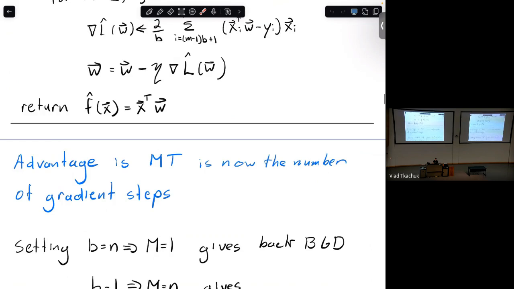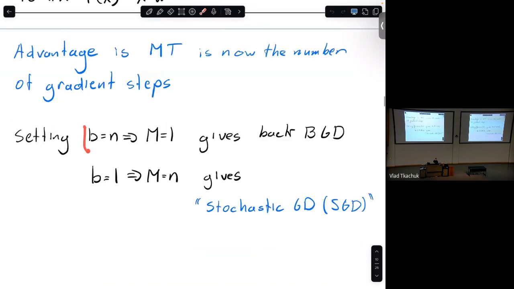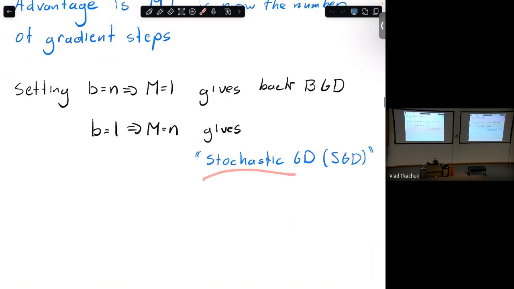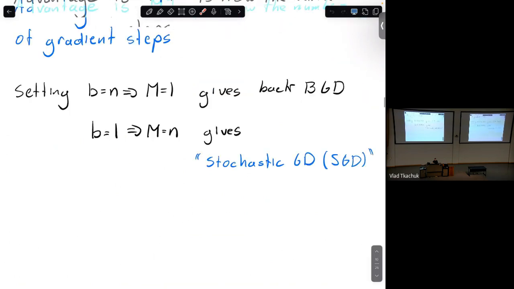And there were these observations that if the batch size is all of the data, then you return to batch gradient descent. If the batch size is 1, you end up doing steps with only a single data point for your estimates, and you end up with n steps inside the inner loop. And this was called stochastic gradient descent. You definitely don't need to remember names like this, I think.